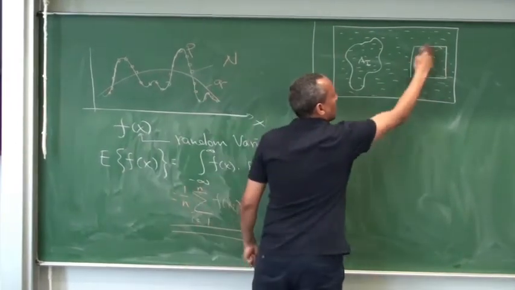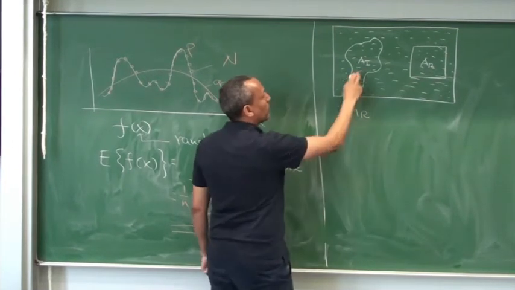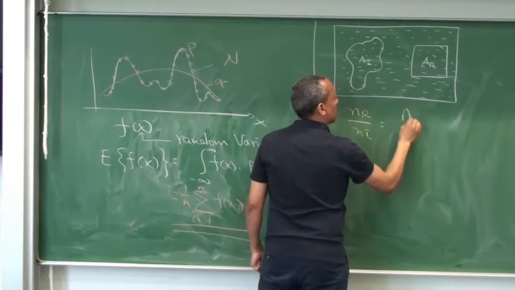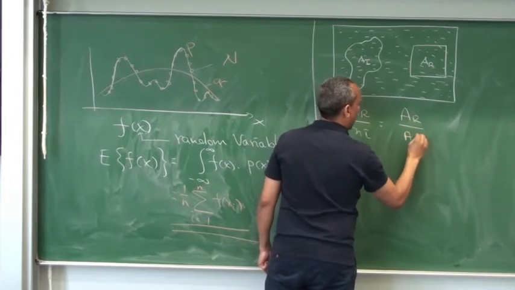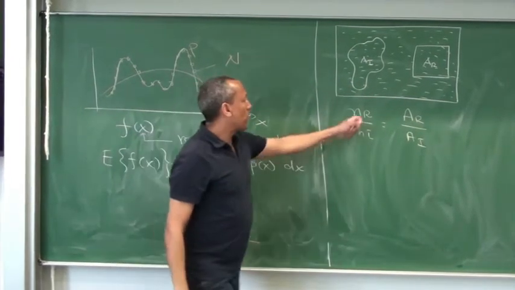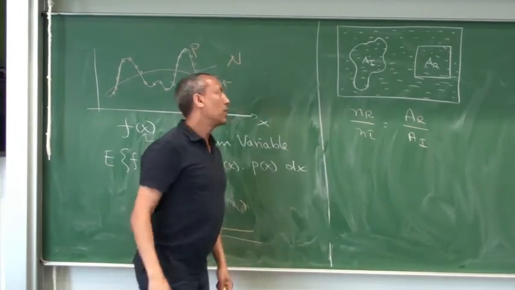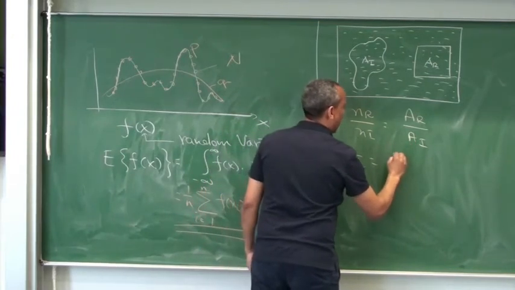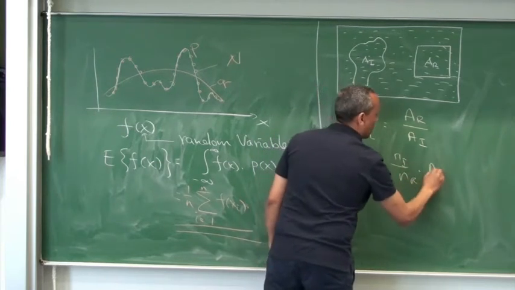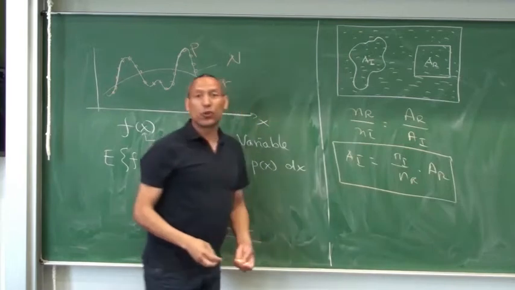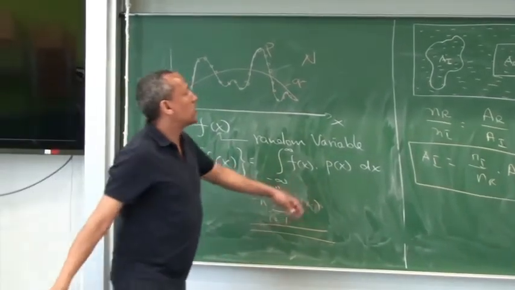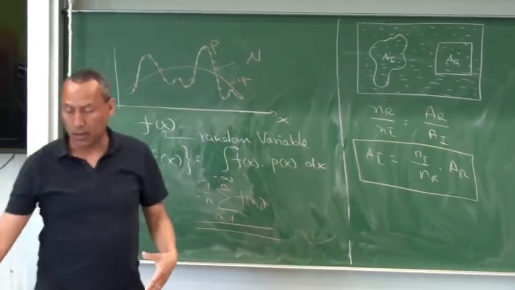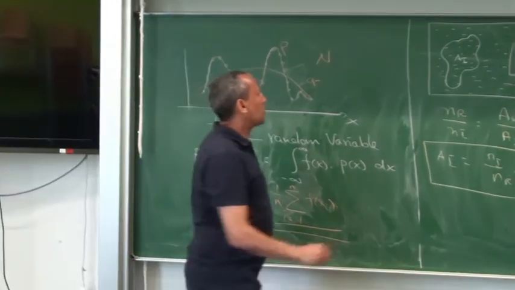The number of samples that fall here is NI, and the number that fall here is NR. We can describe the ratio AR over AI, which we can count based on how often samples fall under each region. So AI can be expressed as NI over NR times AR. By so doing, we can approximate the area of this irregular region. This is how the Monte Carlo approach works. Suppose this is our f of x.